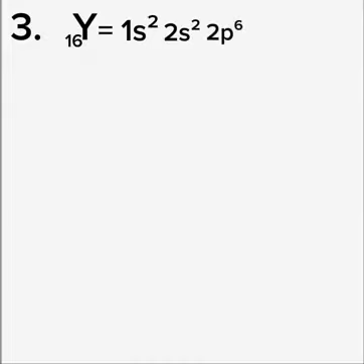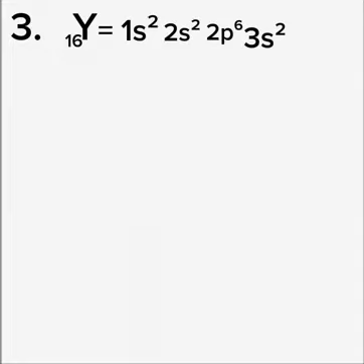Lastly, number 3. Y16. So we have our first orbital as 1s, we assign it 2 electrons, we do the same for 2s, and for 2p orbital, we assign it 6 electrons. Now we are left with 6 electrons. So we write the next orbital after 2p orbital, which is 3s, and we assign it 2 electrons since the s orbital can only carry a maximum of 2 electrons.